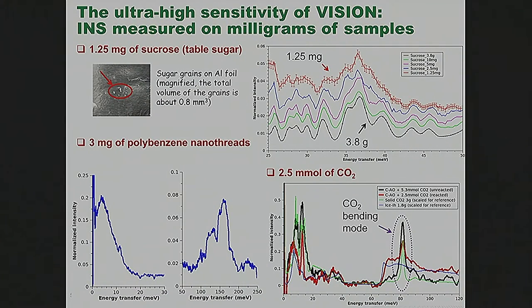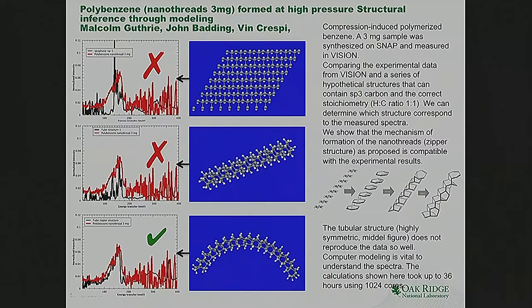The instrument is extremely sensitive. And although it doesn't look like much, if you guys are familiar with us using our experimental techniques, we can measure this very small sample from elastic neutron scattering, okay? And we have measured, as I said before, this example of the CO2, this example of sugar, but we have also measured carbon nanothreads.